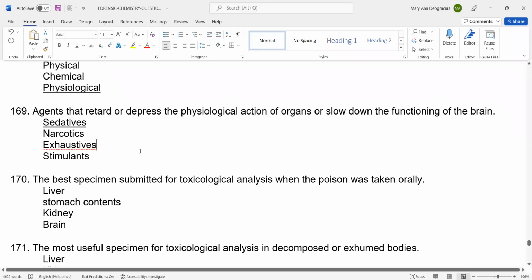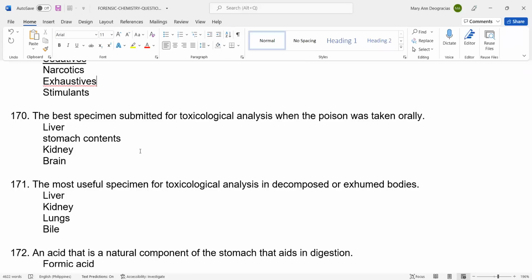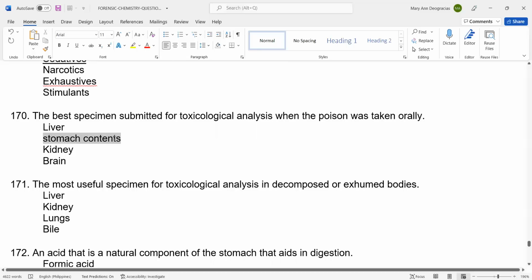The best specimen submitted for toxicological analysis when the poison was taken orally. Liver, stomach contents, kidney, or brain. Nakain yung poison. Ano isasubmit natin? Common sense, liver. Ay, stomach, syempre. Stomach contents. Yung bibigay, lalo kung patay na yung tao. Tsaka vomitus, yung suka. Magaling naman sa stomach yun, di ba? Ayan.